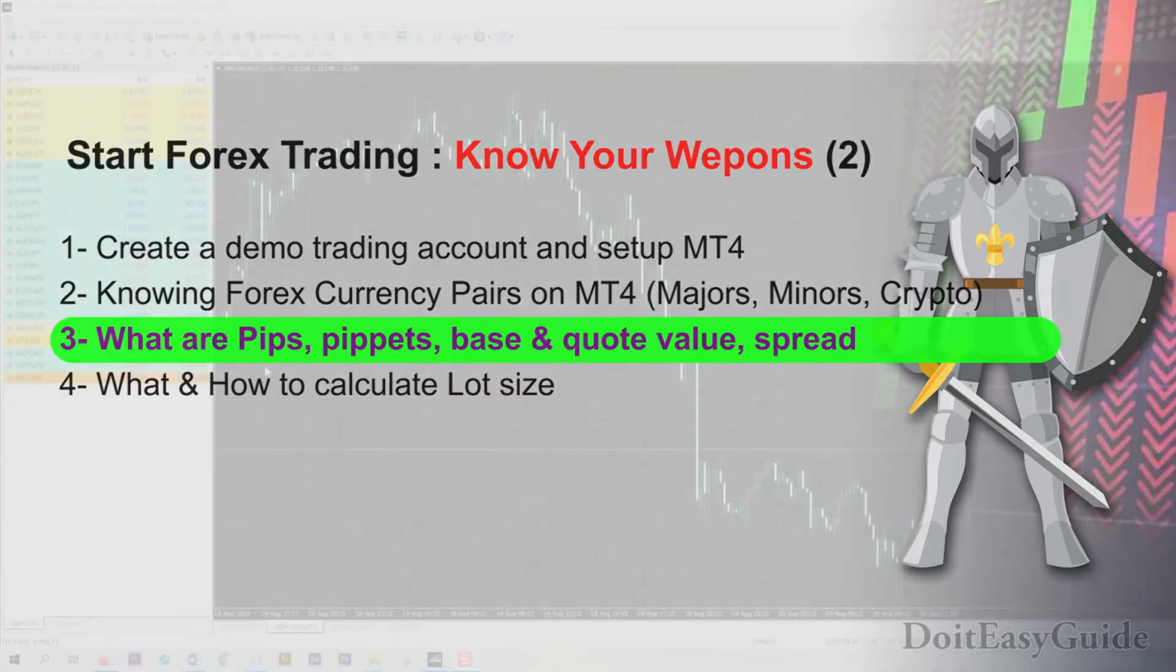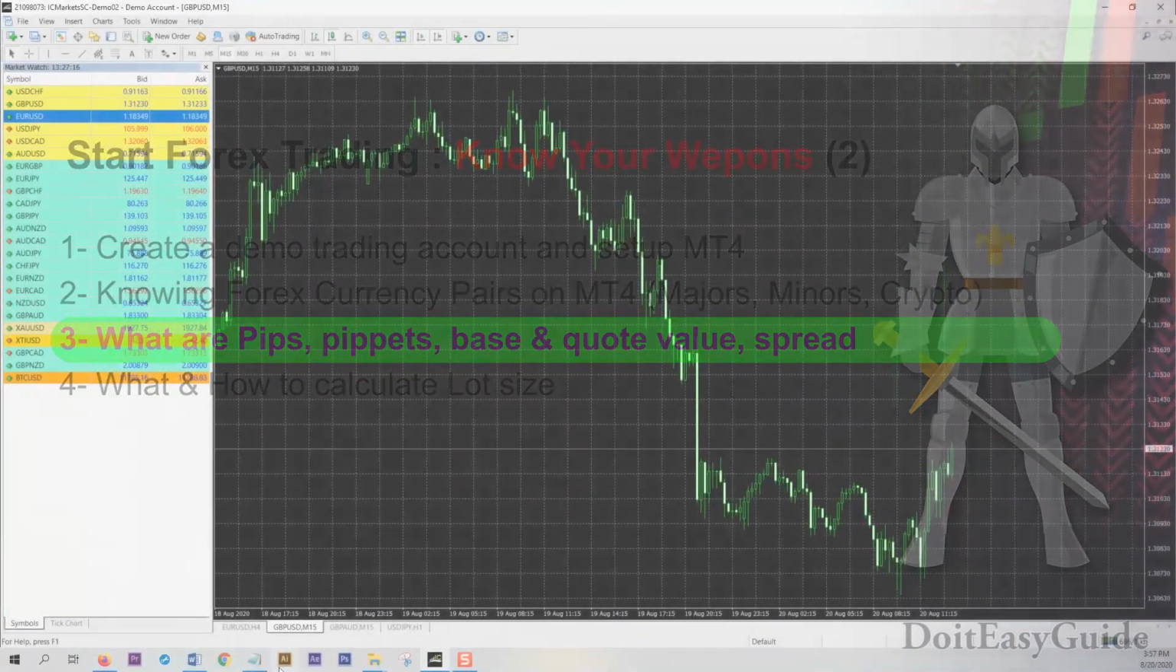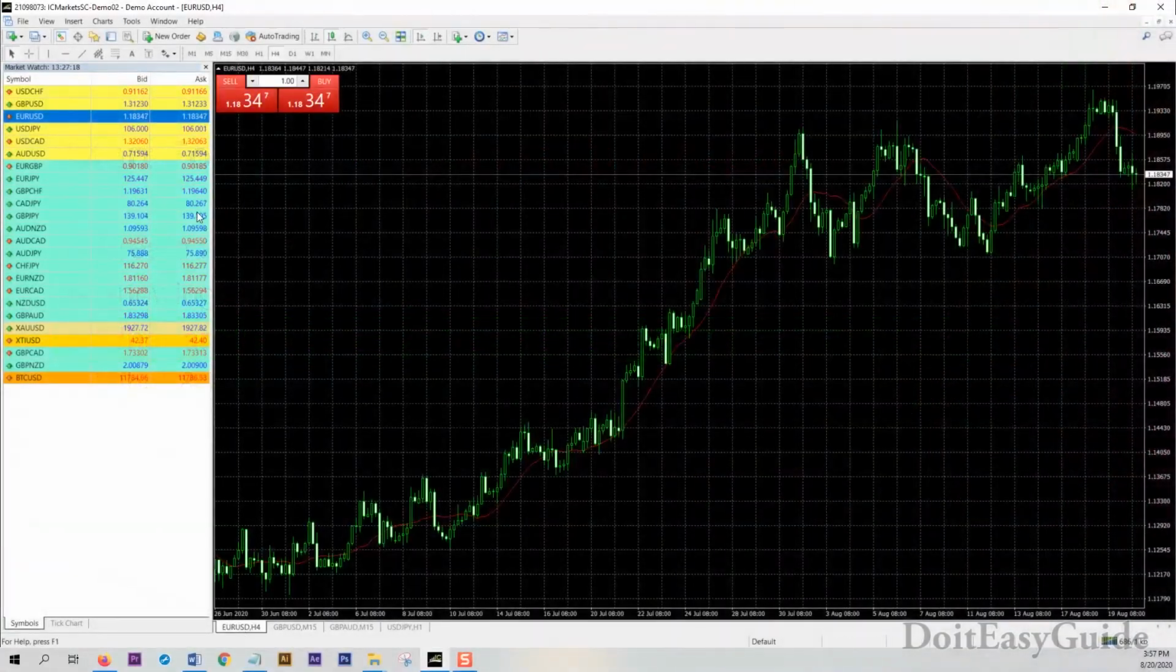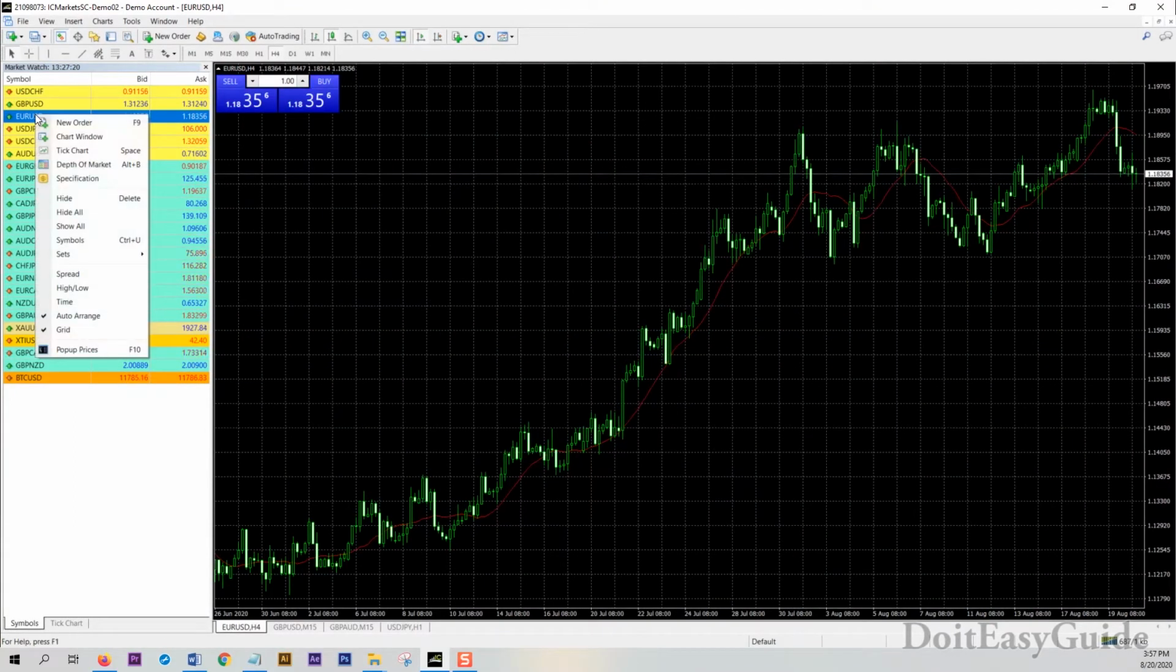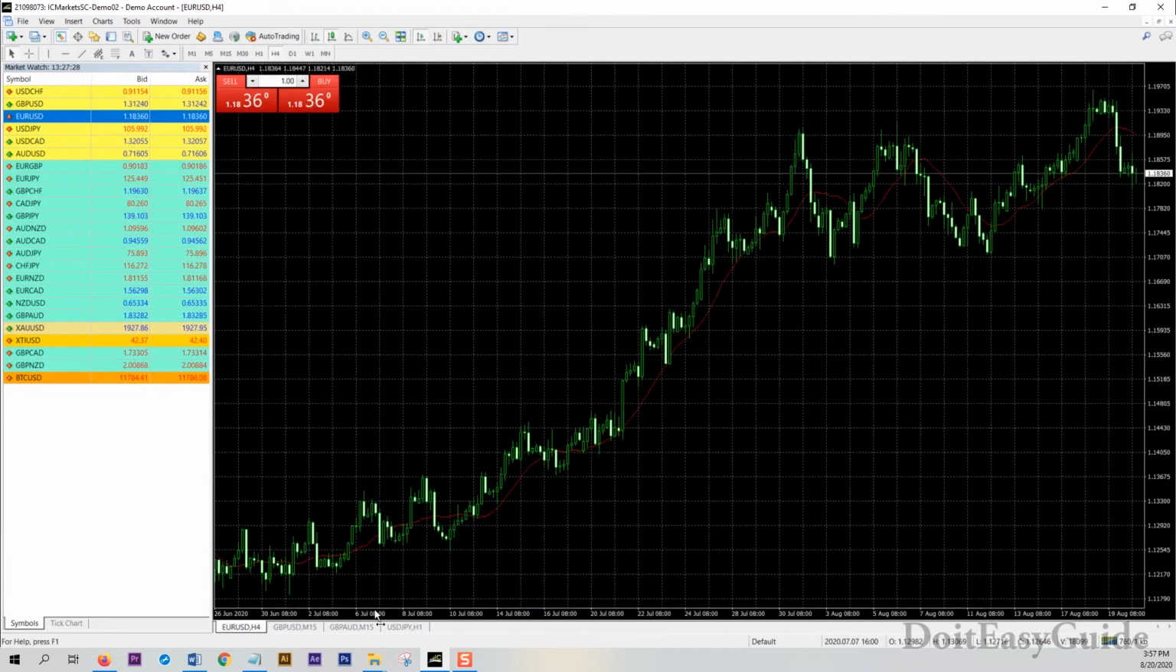Now let's go to the Euro USD pair. If you don't have it, right click and click chart window. So I have it here, so I'm going to close the other one. Okay, so let's look at this.